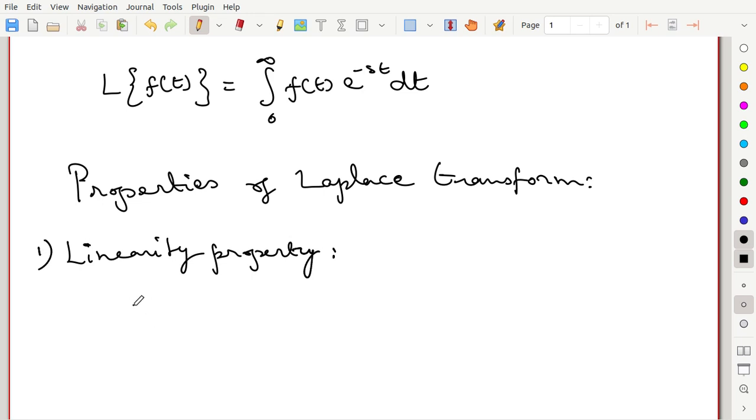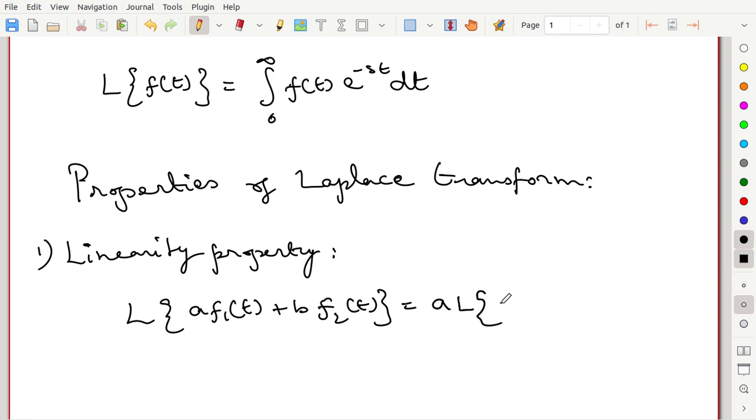Which says that the Laplace transform of the sum of two functions with coefficients a and b, a f1 of t plus b f2 of t, can be decomposed as a times the Laplace transform of f1 of t plus b times the Laplace transform of f2 of t. So this is the linearity property.